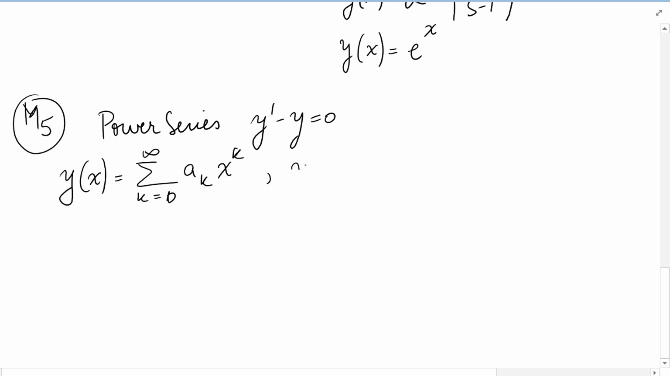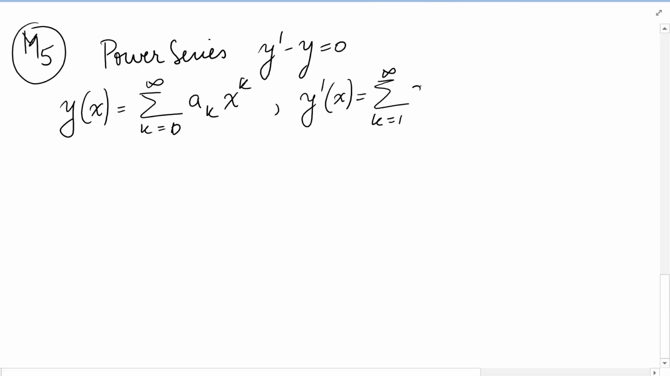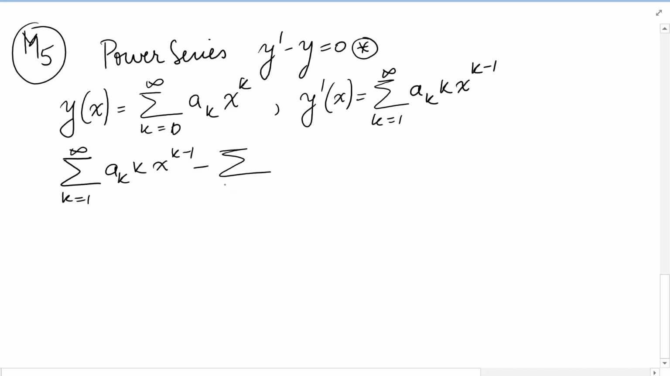And so y prime of x is the sum as k goes from 1 to infinity of a sub k times k x to the k minus 1. We used the power rule. Now replace both of them into the equation star. The sum as k goes from 1 to infinity of a sub k times k x to the k minus 1 minus the sum as k goes from 0 to infinity of a sub k x to the k equals 0.